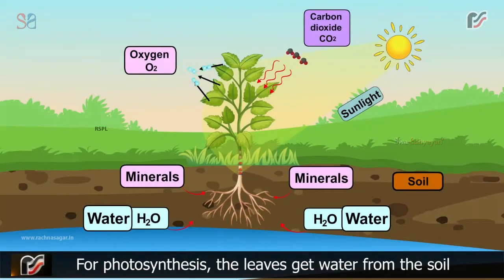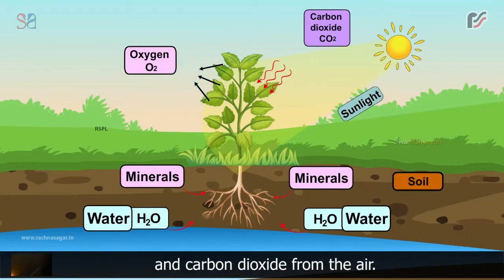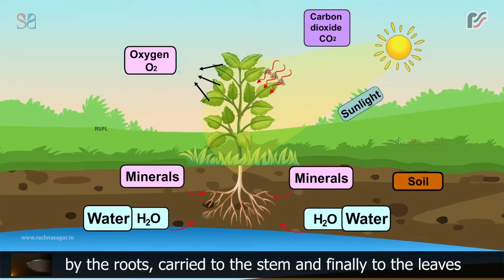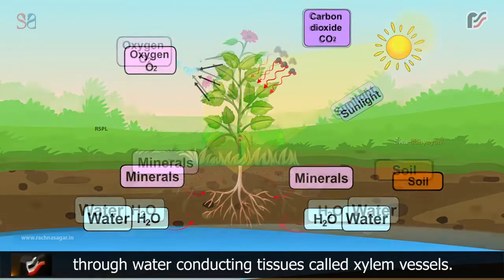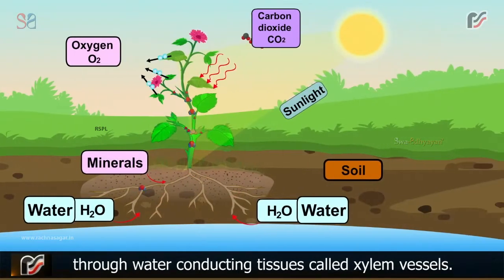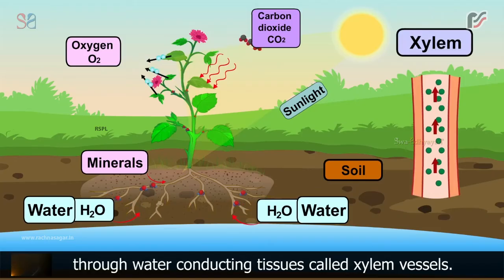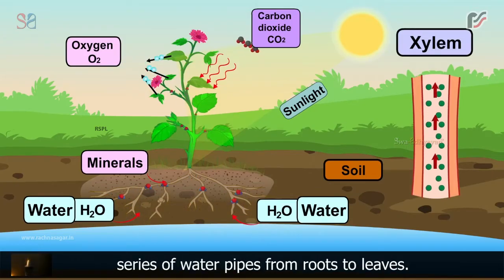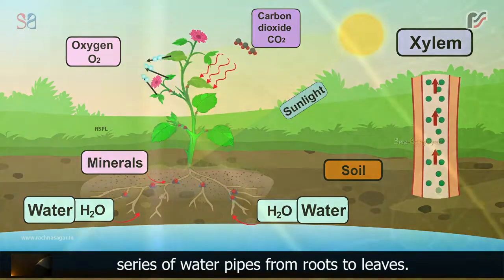For photosynthesis, the leaves get water from the soil and carbon dioxide from the air. Water and minerals are absorbed from the soil by the roots, carried to the stem and finally to the leaves through water-conducting tissues called xylem vessels. These vessels are present throughout the plant body as series of water pipes from roots to leaves.